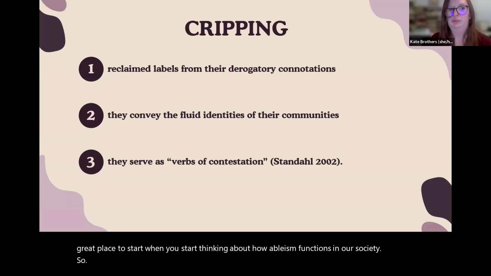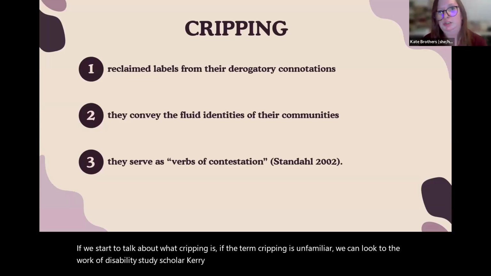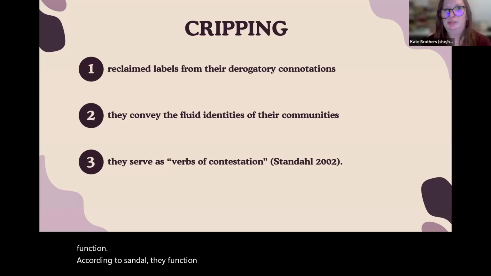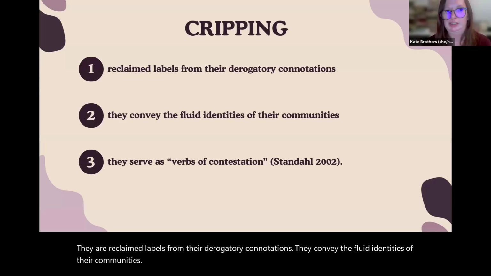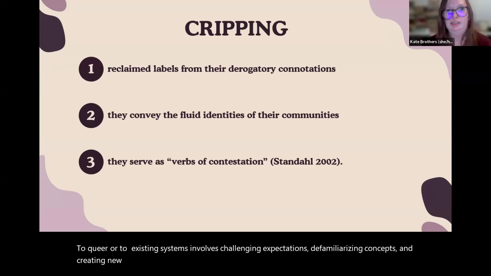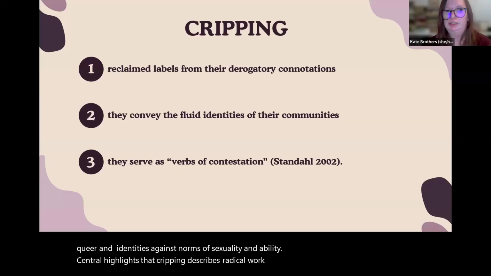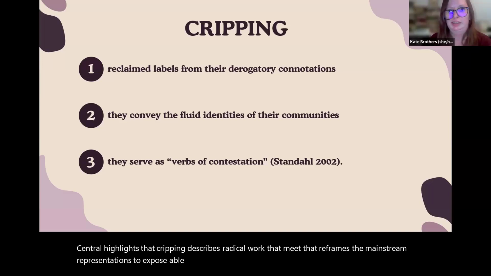So if we start to talk about what cripping is, if the term cripping is unfamiliar, we can look to the work of disability studies scholar Carrie Sandel. Her work examines how the terms crip and queer function. According to Sandel, they function threefold. They're labels reclaimed from their derogatory connotations. They convey the fluid identities of their communities, and they serve as verbs of contestation. To queer or to crip existing systems involves challenging expectations, defamiliarizing concepts, and creating new possibilities, while rejecting the binary positions and definitions that position queer and crip identities against norms of sexuality and ability. Sandel highlights that cripping describes radical work that reframes mainstream representations to expose able-bodied assumptions and the negative social impacts of homogenization.